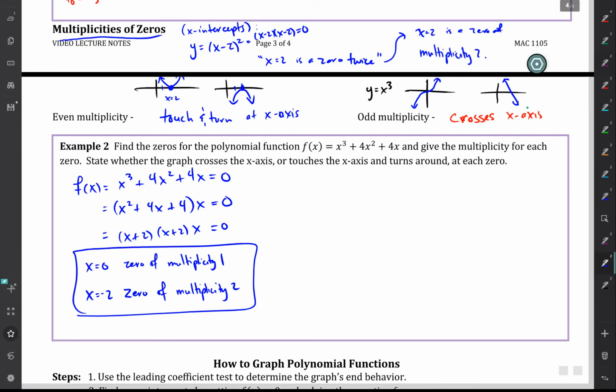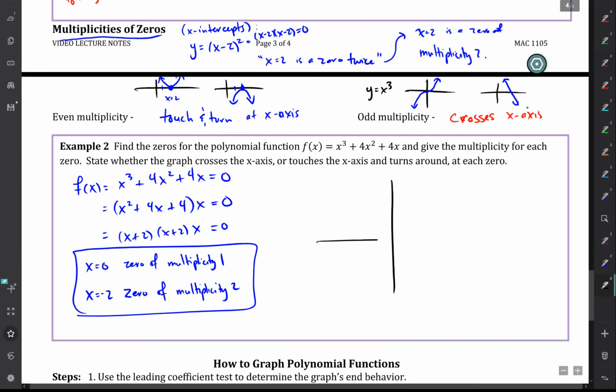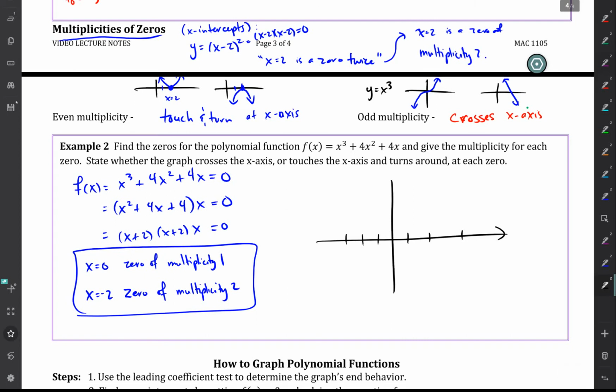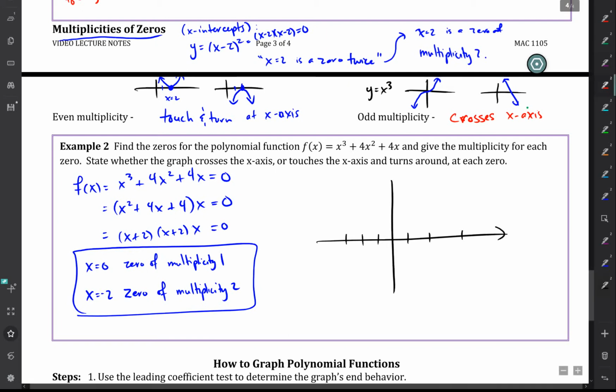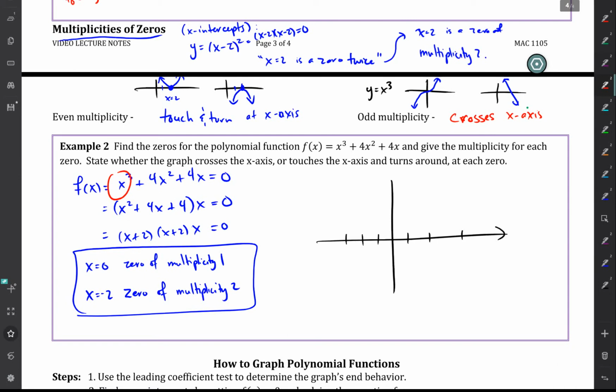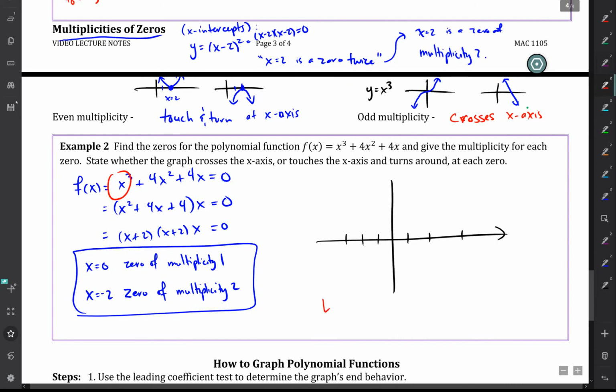So what does this tell us? This tells us that we're going to touch and turn at x equals negative 2, and we're going to pass through the x-axis at x equals 0. If you go back and think about the leading term analysis, we know that the end behavior here is going to be in the top left corner of that table. So we're going to be falling to the left and rising to the right.